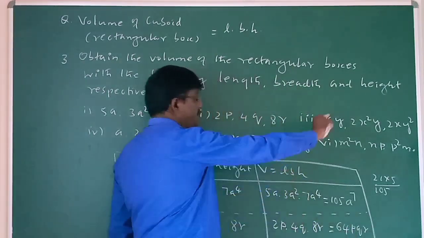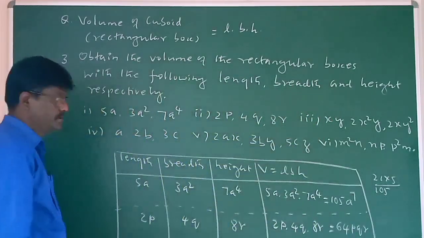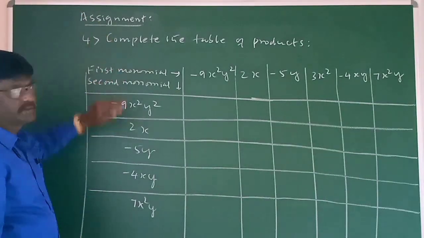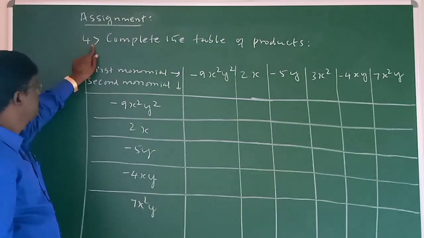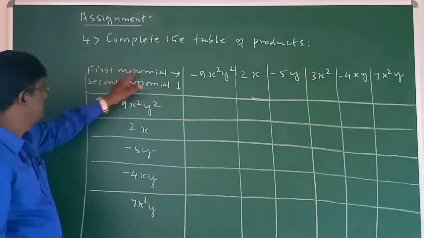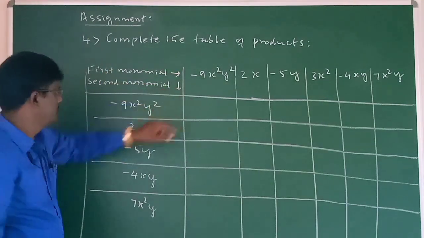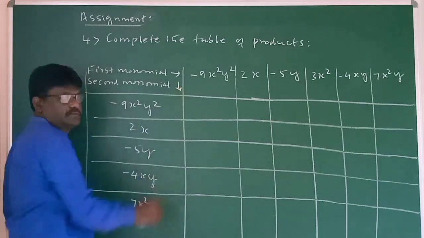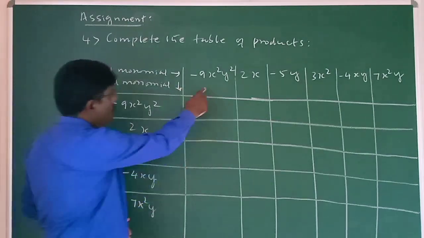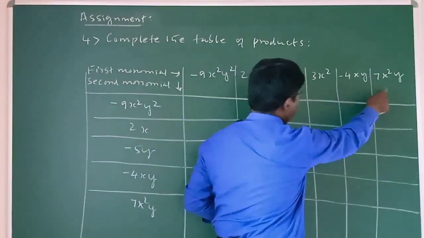Like this, complete all the remaining, children. We should take an assignment, children. Fourth one. Okay, do it as an assignment. Complete the following table of products. First monomial, second monomial. This is the second monomial. Just in this we have 1 2 3 4 5, 1 2 3 4 5 6.